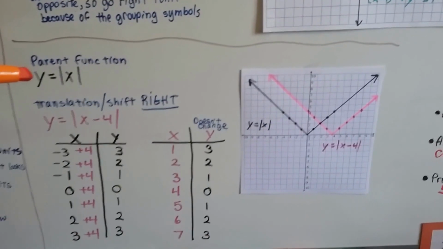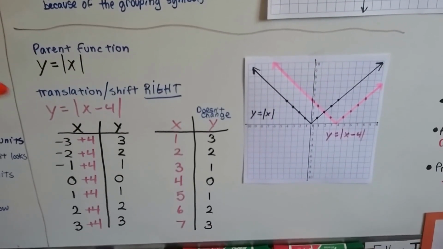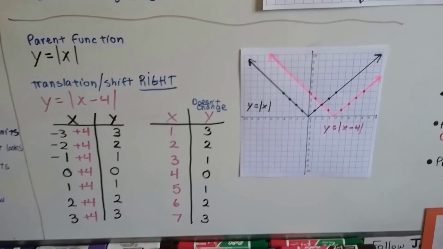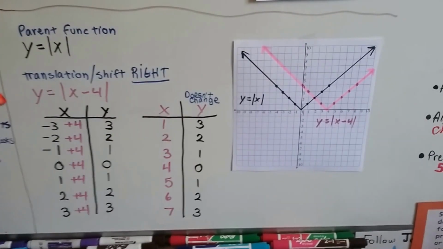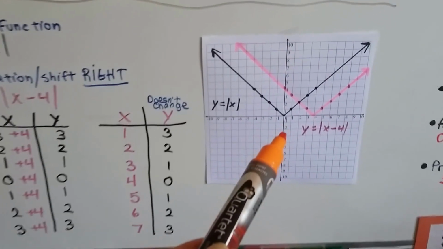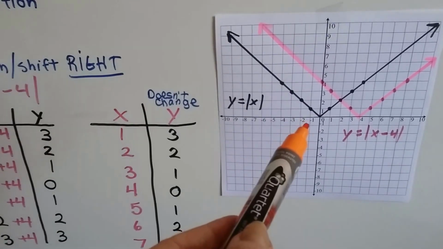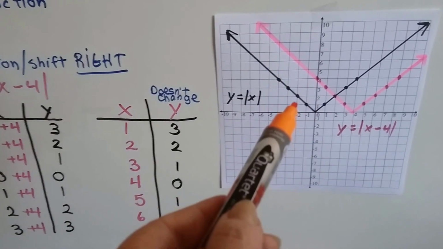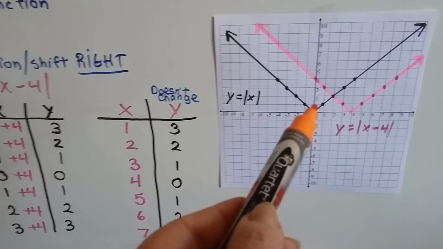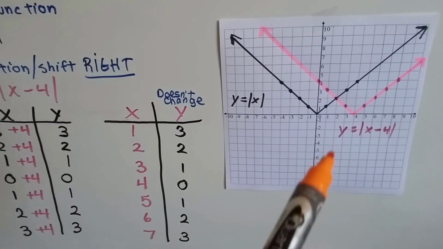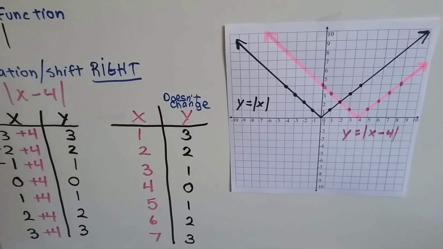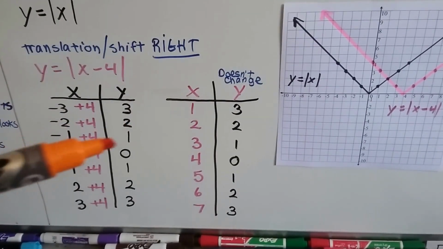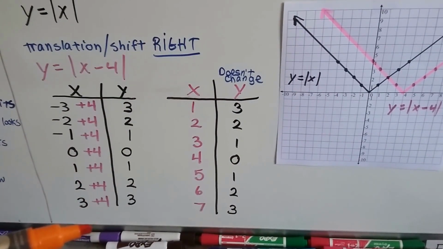So if our parent function is y equals the absolute value of x, in translation, our shift right would be y equals the absolute value of x minus 4. If you looked at it as a function table, if you look, for our x and y values, we've got a -3 and a +3. We've got a -2 and a +2. We've got a -1, +1, and a 0, 0, don't we? Then it goes 1, 1, 2, 2, 3, 3. See? Like that. So we have -3, 3, -2, 2, -1, 1, and it continues down the function table.